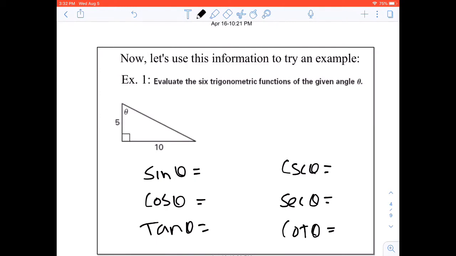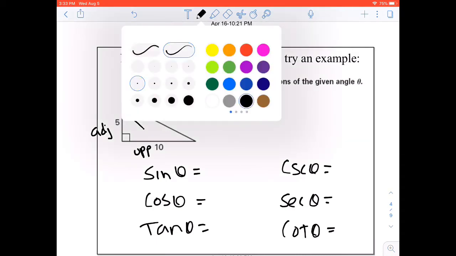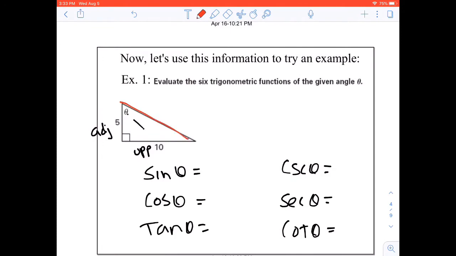Well, in order for me to get sine or cosine, I have to know the hypotenuse. This is angle theta. 5 in relationship to angle theta is your adjacent side. 10 in relationship to theta is your opposite side. So that means I have to find the hypotenuse. Well, what tool allows you to do that? Pythagorean theorem. 5 squared plus 10 squared equals your hypotenuse squared.